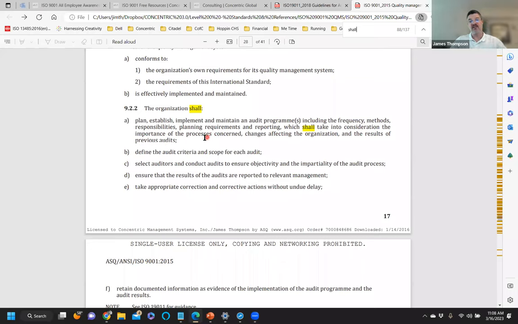So lots of concerns with the process, there should be more frequent auditing. Changes affecting the organization. So a lot of changes going on, you may be doing more frequent auditing. Things are looking good, no high risk, everything seems to be okay, you may be doing less auditing of that particular area of your business. And then the other item is results of previous audits. So think about this. You need to have an audit program that really is, I like to look at this as fair and balanced and calibrated or in sync with your real business performance.